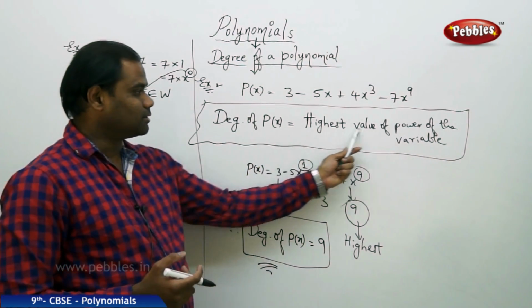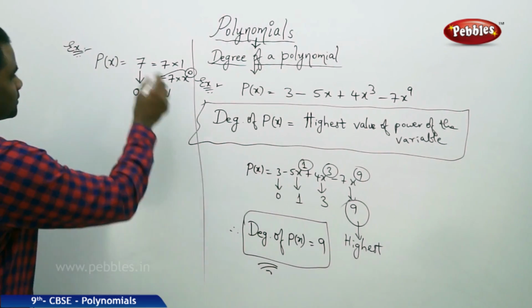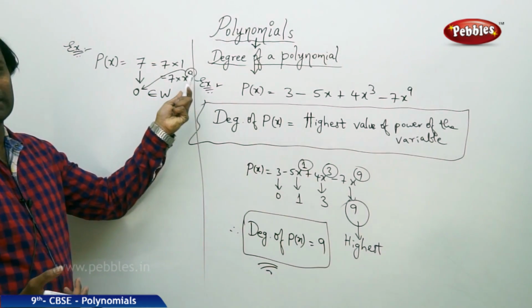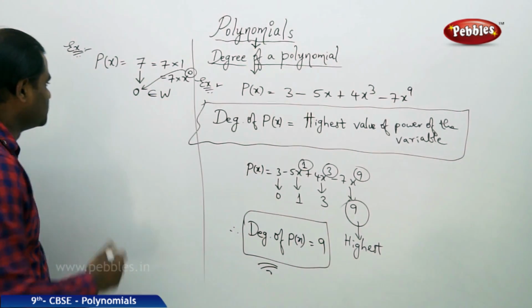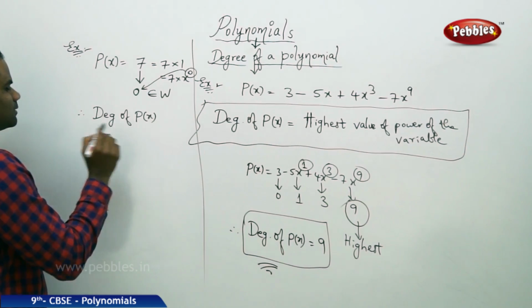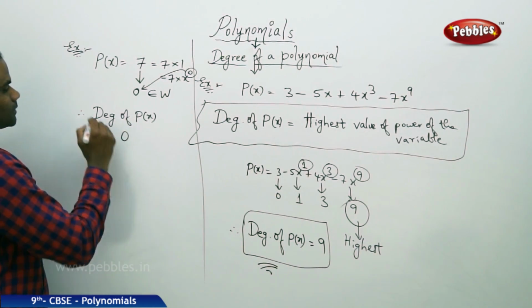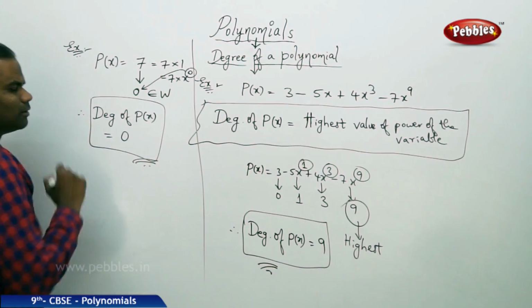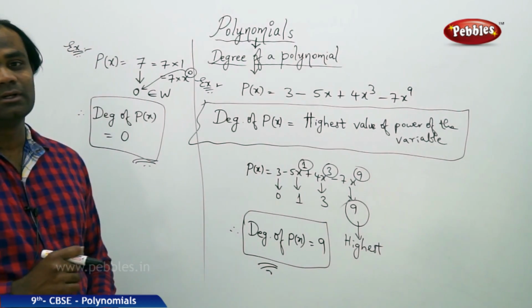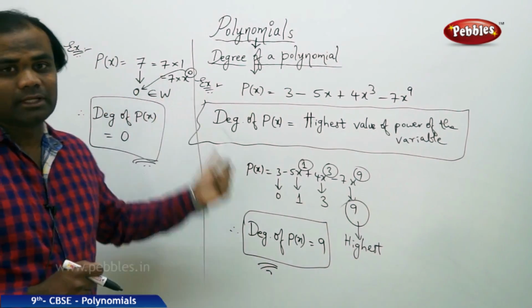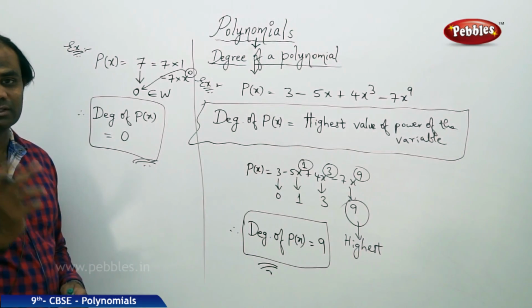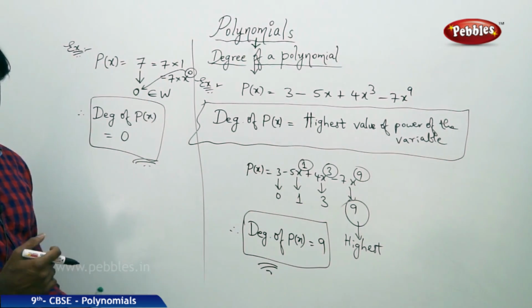But as you see the definition, the highest value of this entire expression is nothing but the power of the variable x here itself, because there's only one term, and hence the degree of p of x is 0. The given polynomial has degree 0. So what do we understand with this standard example out here? For any constant polynomial, that is a polynomial which is expressed as a constant, its degree is always 0, is the most important learning outcome with this example problem.